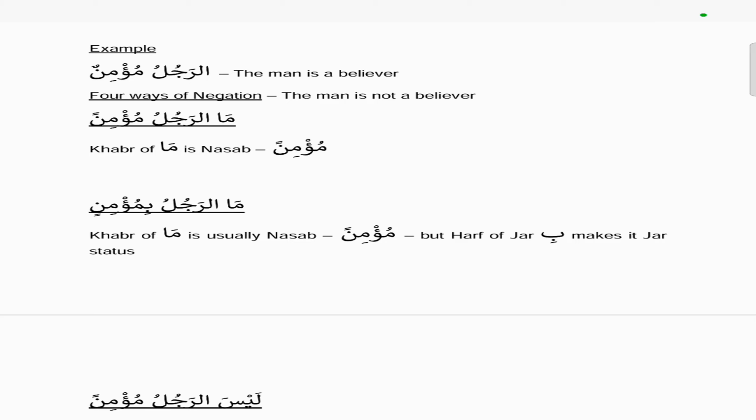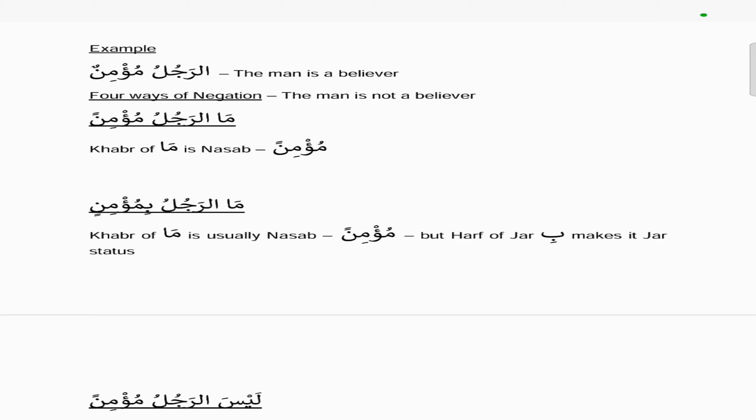And if you remember, where we say the man is a believer, the "is" comes when there's a break in the chain. So there's no connection between ar-rajulu and mu'minun. So there's a first break in the chain, so the "is" comes in between the two. So ar-rajulu mu'minun means the man is a believer, and we say a believer because it's mu'minun, it's not al-mu'minu. If it was al-mu'minu, then we'd say the believer. So the man is a believer.